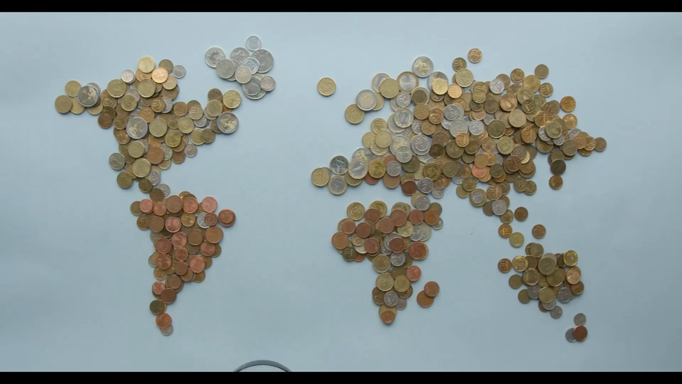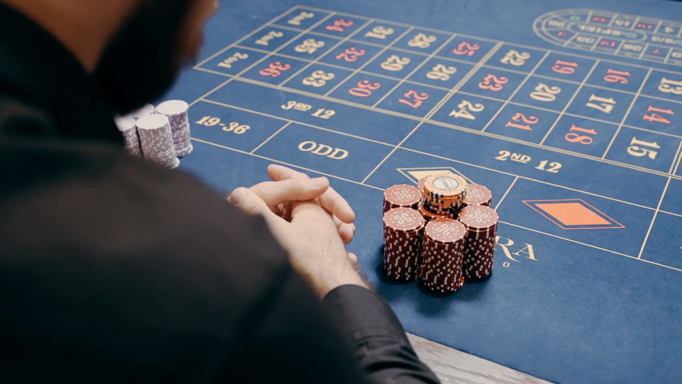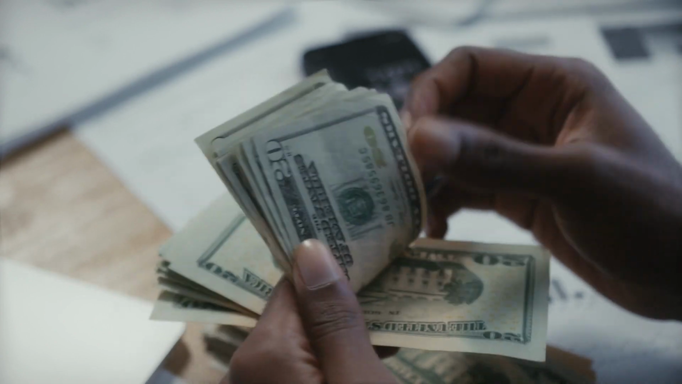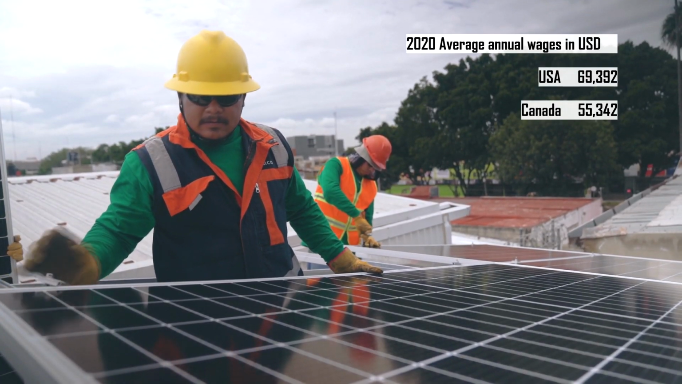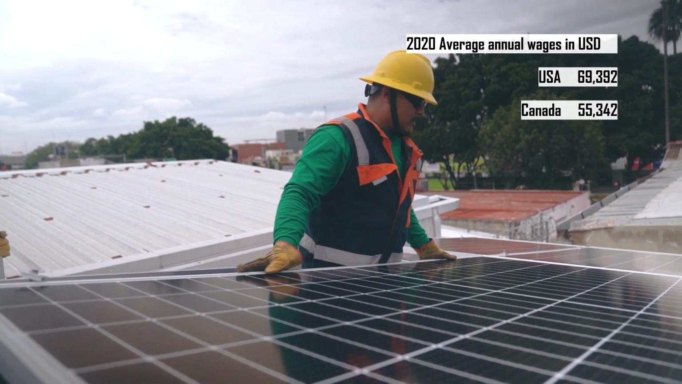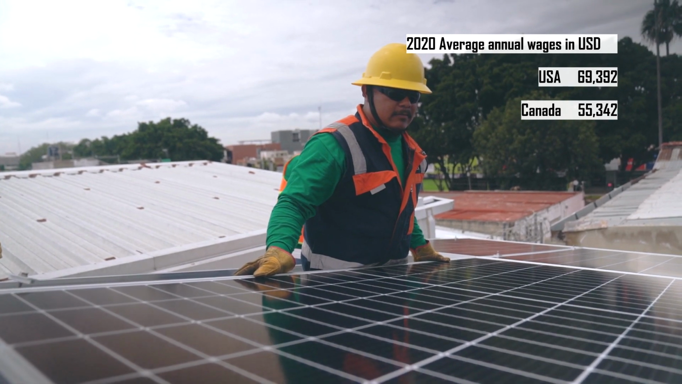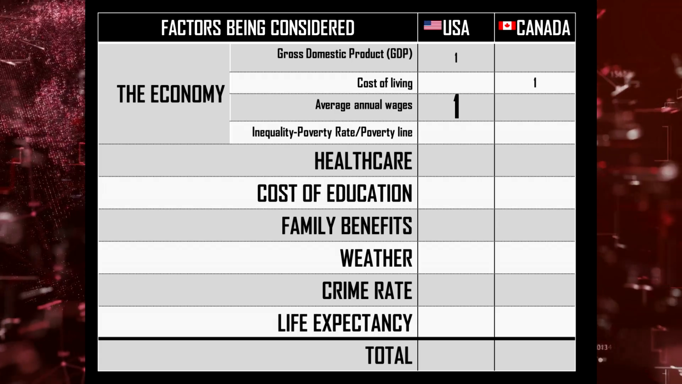Now, what are the average annual wages in both countries? The US is a superpower, and with that comes a whole lot of opportunities. In fact, some would argue that Canada enjoys a lot of opportunities due to its proximity to the US. Here, we're going to look at the average annual wages in both countries. The average annual wages in the US as of 2020 is approximately $69,000, while Canada is $55,000. On this one, without a doubt, the US gets 1 point.